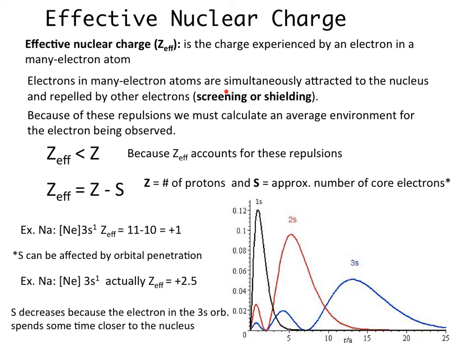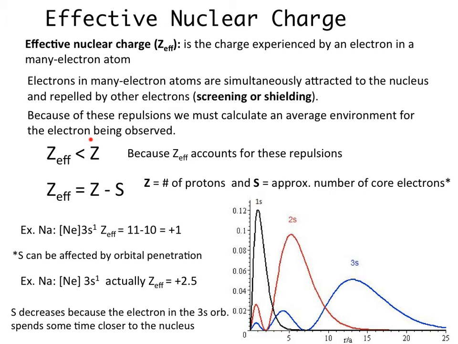Now, Z effective is smaller than your actual nuclear charge because Z effective accounts for the repulsions that we discussed up here. So basically, if we had a single electron on the outside and no electrons in between the nucleus and that electron, we would be looking at an unencumbered interaction between that nucleus and that electron that was being pulled in or attracted to that nucleus.